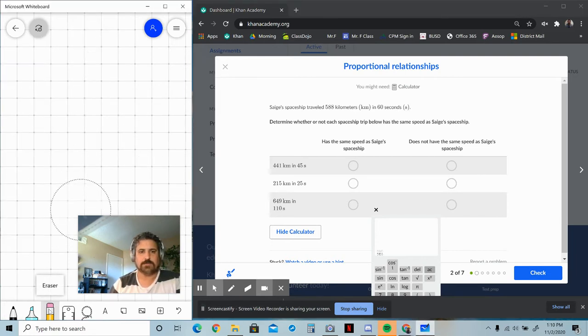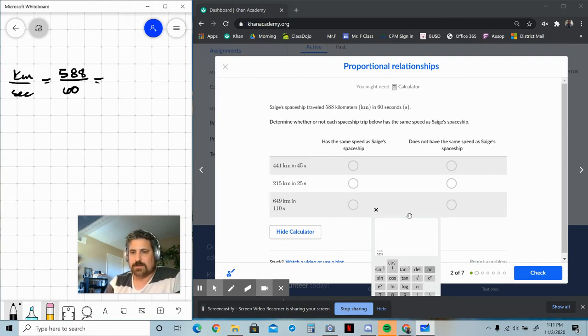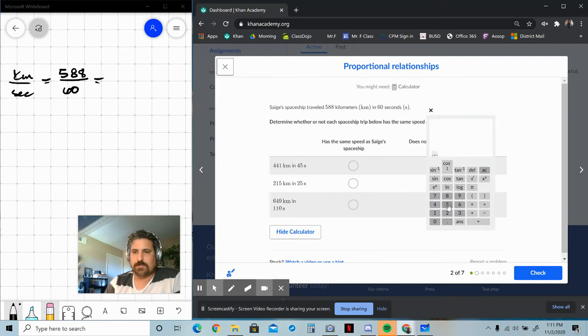Let's see. Sage's spaceship traveled 588 kilometers in 60 seconds. So if you're thinking about kilometers per second, we have kilometers on top, seconds on bottom. It is 588 kilometers in only 60 seconds. The kilometers per second, if you do the math, is going to be the unit rate, 588 divided by 60, and that's going to give you how many kilometers in every 1 second.